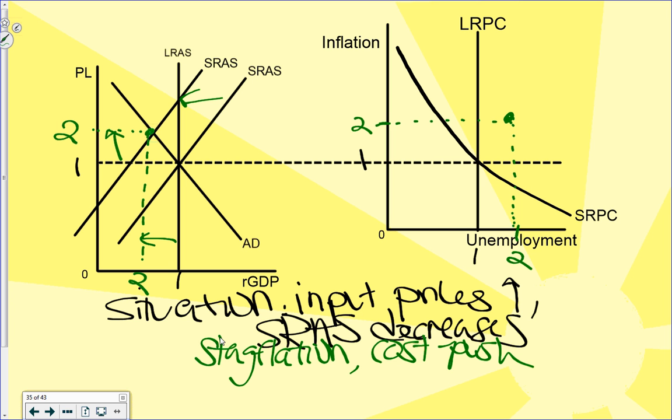That point's on a curve. How can we get a curve there?